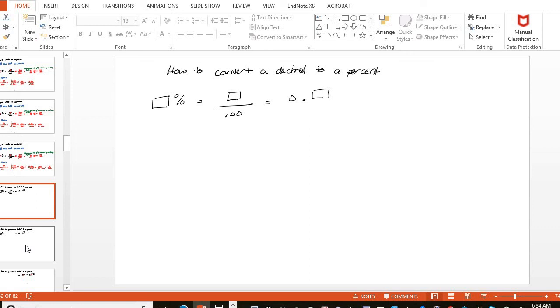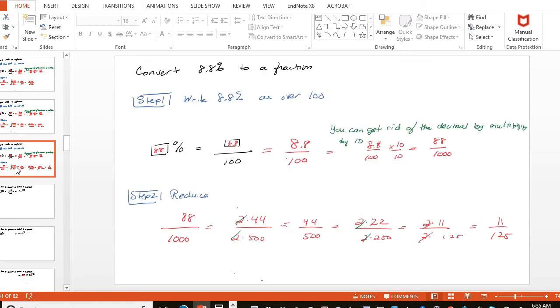All right. So that part here is how to convert percents to fractions. And I'm going to stop this module so you can pull it up separately.